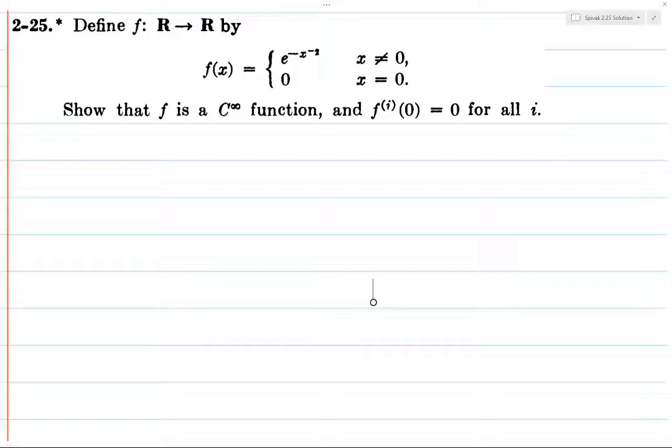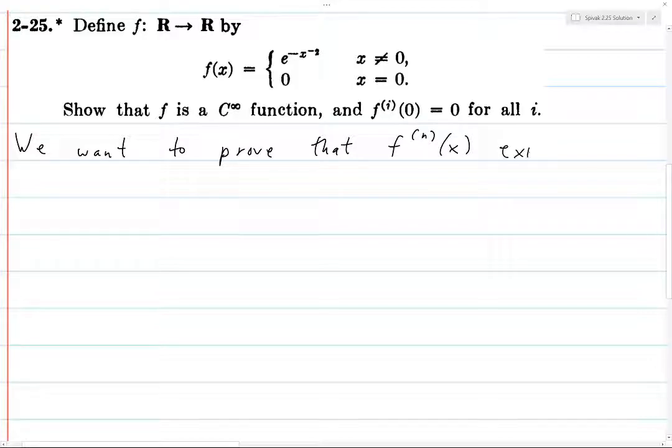So we want to show that f is a C infinity function, meaning that if you take any number of derivatives here, we want to prove that the nth derivative of f at x exists for all integers n greater than 0 and all real numbers x.